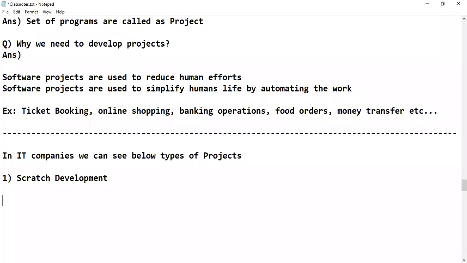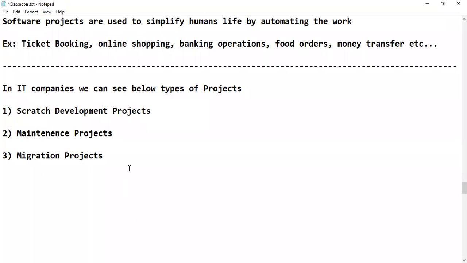Scratch development project, and the second one is maintenance projects. And the third one is migration projects. Scratch development projects will be available, maintenance projects will be available, and migration projects also will be available.